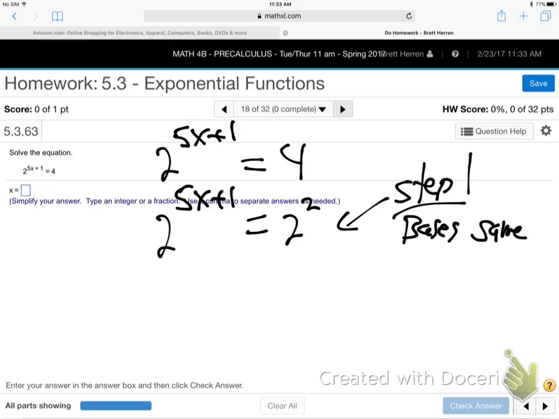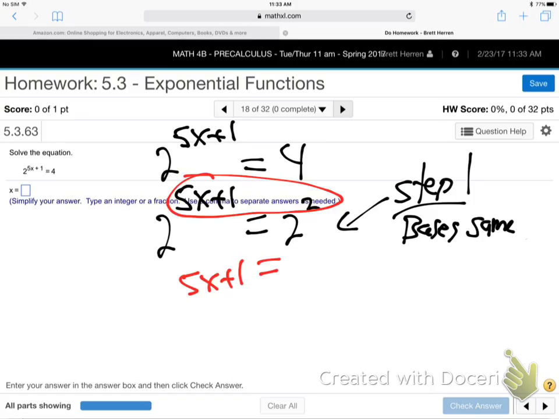Without changing anything. Is that good? Bases are the same. And then step 2, once the bases are the same, what can we do? Yeah, those powers have to be equal. Why? Well, because if 2 to one of them is equaling 2 to the other, the powers couldn't be different, or 2 to one of them wouldn't equal 2 to the other. The powers have to be equal now, don't they? So then you just solve that.